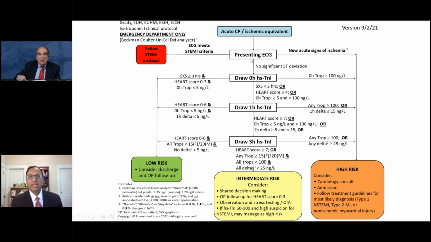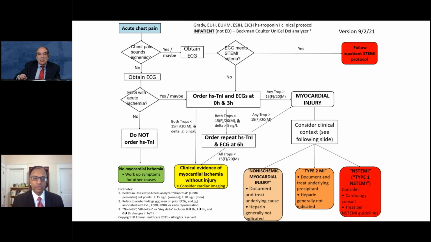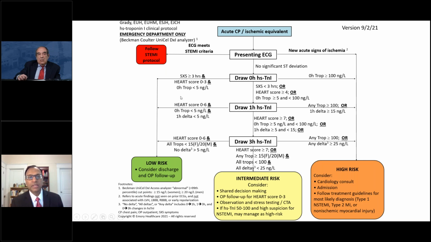Okay, and so if a patient is low risk, they've had symptoms for more than 3 hours and their HEART score is low and their initial troponin is less than 5, which is considered the very low risk value, you don't even need to draw another troponin. You can go straight down here.